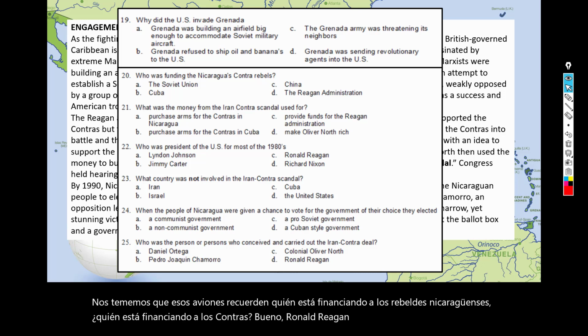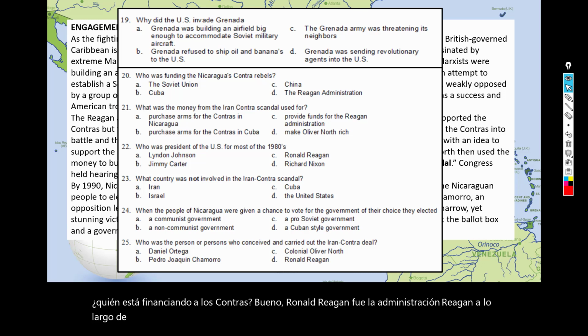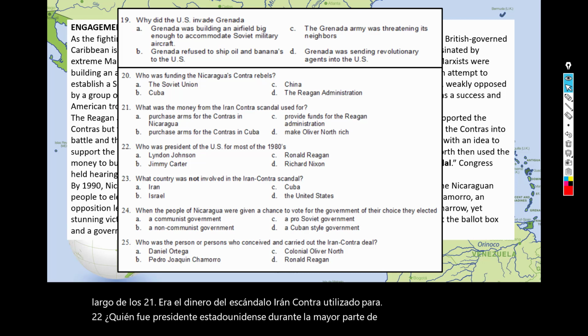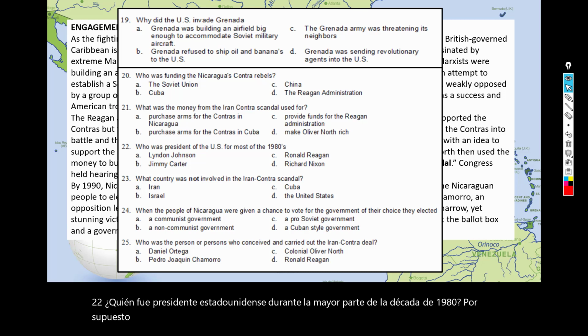Question 21. What was the money from the Iran-Contra scandal used for? 22. Who was president of the U.S. during most of the 1980s? Of course, Ronald Reagan was. And 23. What country was not involved in the Contra scandal? Cuba was the only one not involved there, really.